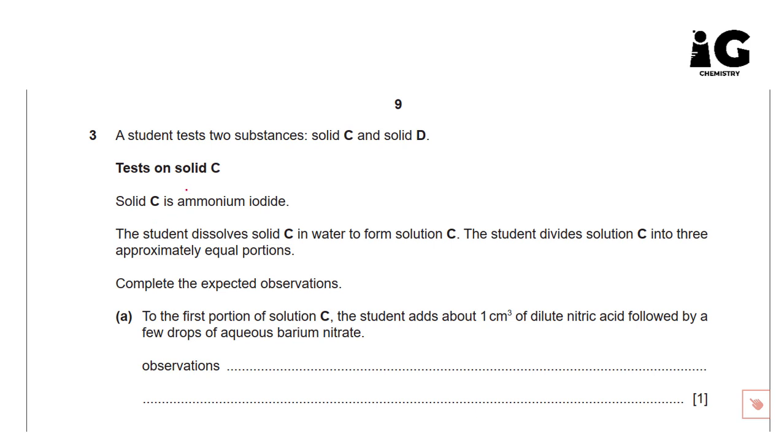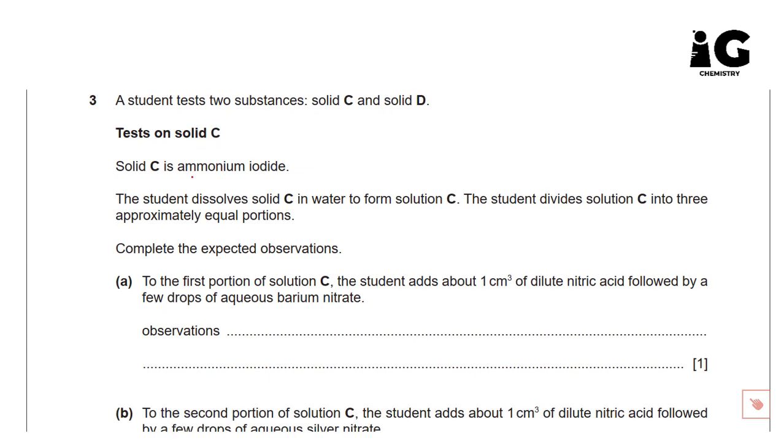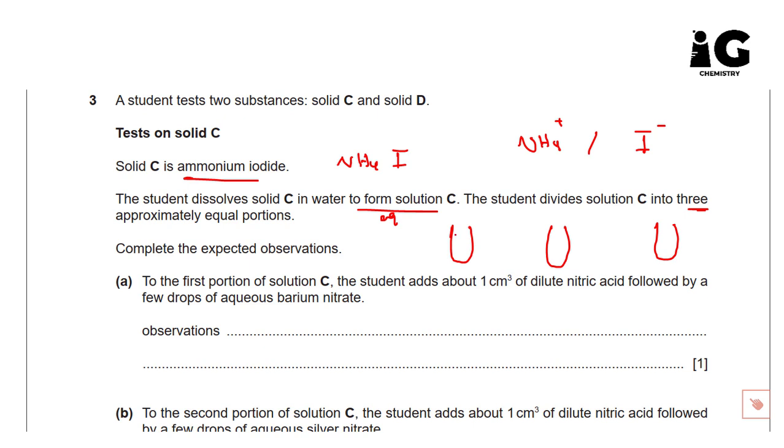Okay guys, now question number 3. A student tests two substances, solid C and solid D. Test on solid C. Solid C is ammonium iodide, NH4I. So here we have two ions, the NH4 cation and the iodide anion. The student dissolves solid C in water to form a solution C, so now it's aqueous, aq. The student divides solution C into three approximately equal portions. So we have three test tubes, as we usually do in the lab, and each has a portion of the ammonium iodide.